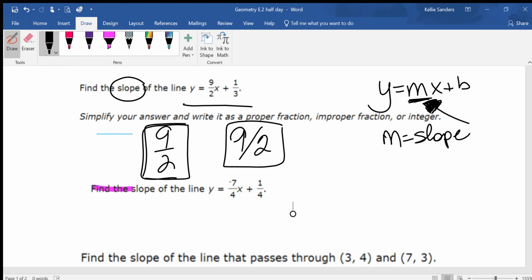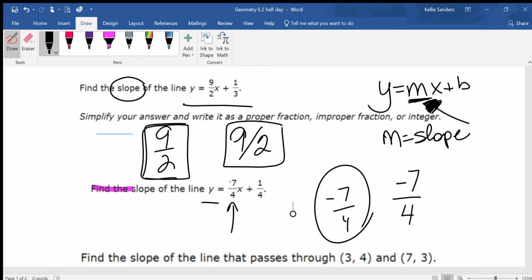Find the slope of the line. Y equals negative 7 over 4x plus 1 over 4. Is y by itself? Yes. So what's in front of the x? Negative 7 over 4. And if there is a fraction button, you could either do negative 7 over 4, or you can put the negative in front of the fraction. Both of those are exactly the same thing. You just don't want to put the negative on the bottom.